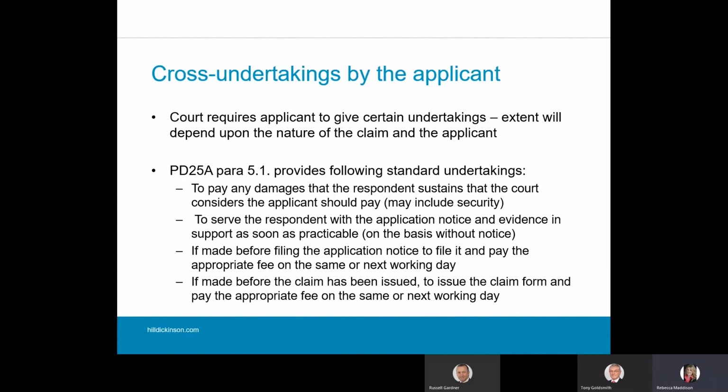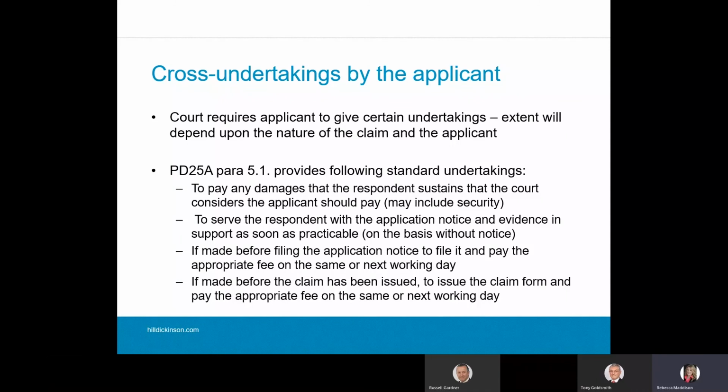I'm going to briefly look at the cross undertakings that the court may require of the applicant. So the court requires the applicant to give certain undertakings which are contained within the body of the freezing order. The extent of the undertakings will depend upon the nature of the claim and the applicant, but may include providing security for an undertaking to pay any damages that the respondent incurs as a result of the freezing order.